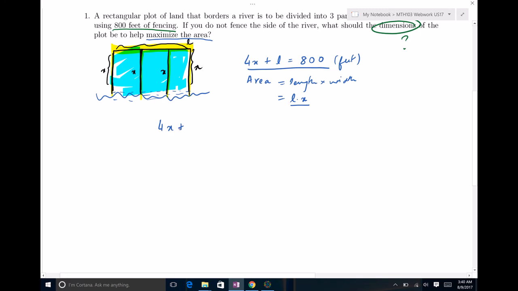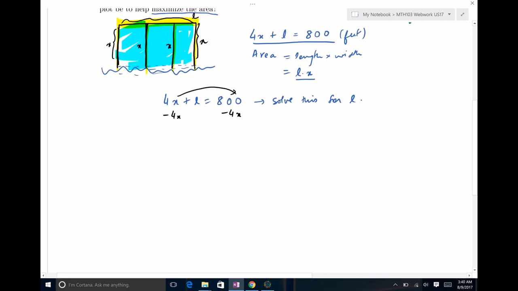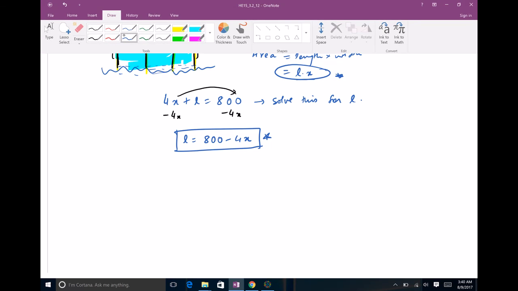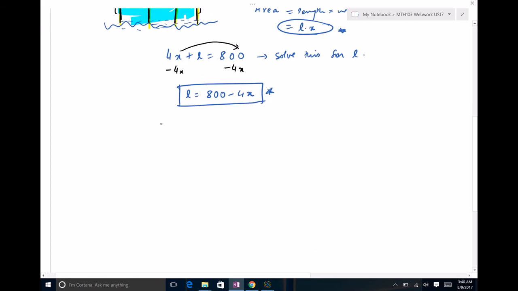In order to do that, the first thing I'm going to do is, in 4X plus L equals 800, solve this equation for L. To do that, I'm going to subtract 4X from both sides of the equation. So I get L equals 800 minus 4 times X. Now this is great because I'm going to use this and substitute it in the area equation. So my new equation for the area is area equals L times X, where L is 800 minus 4 times X.